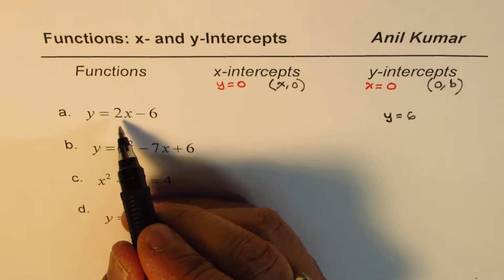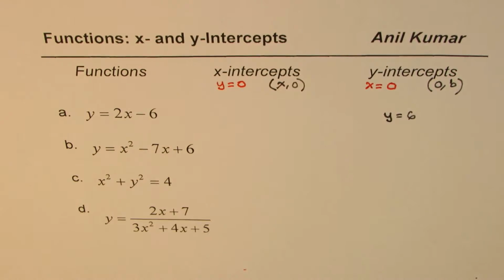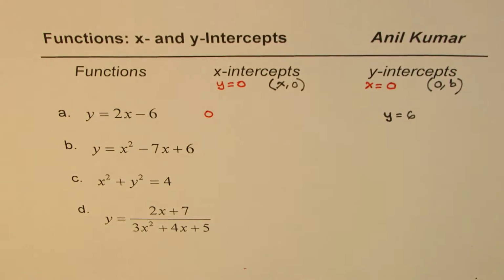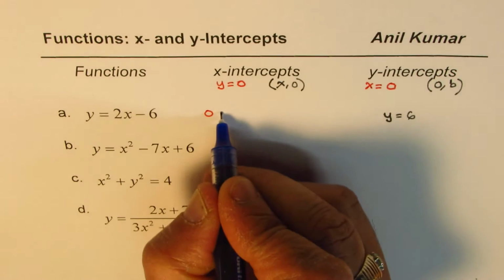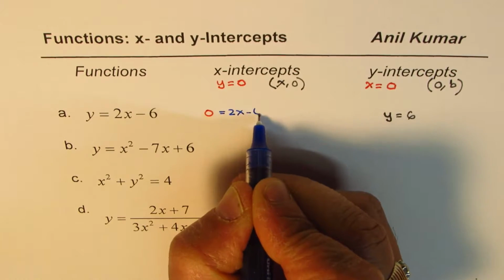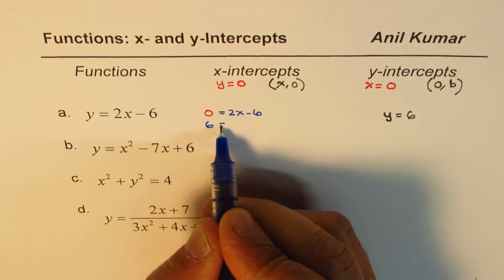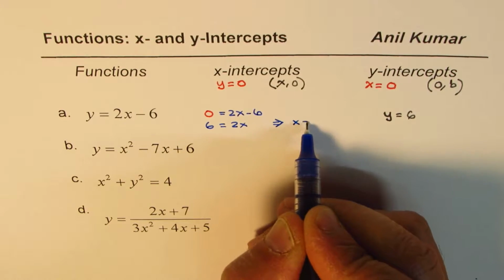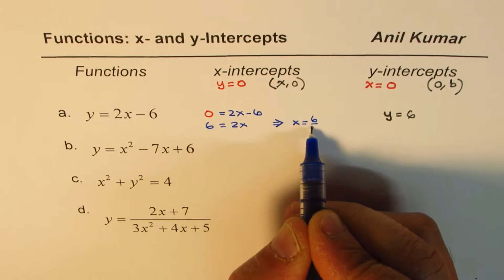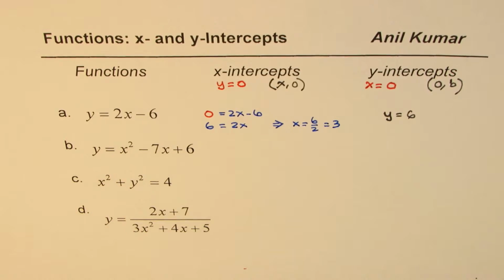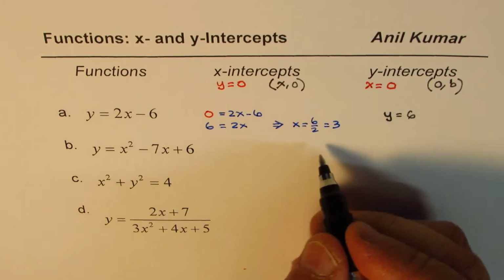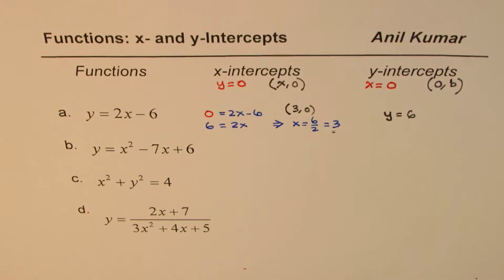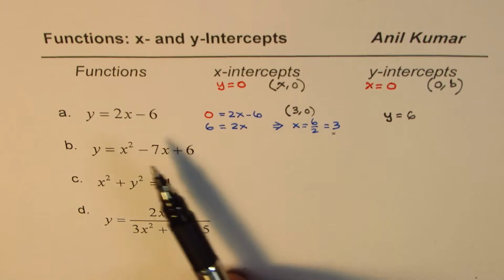To find the x-intercept, we have to equate y equals 0 and solve for x. So let me do this solution here. We have 2x minus 6. Bringing 6 on this side gives you 6 equals 2x, and that gives you x equals 6 divided by 2, which is equal to 3. So we have the x-intercept as (3, 0). Perfect. So we have found the x and y-intercept of this line.